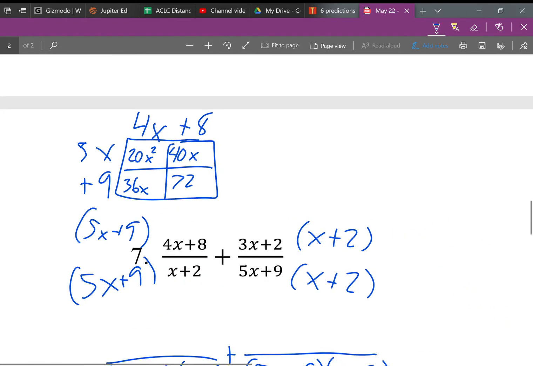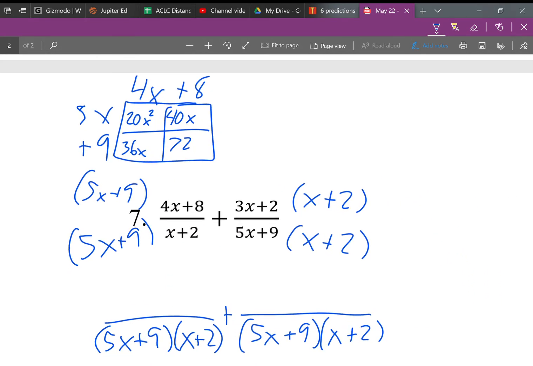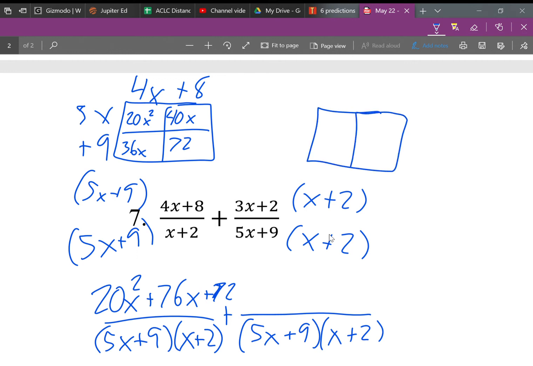So on my first new rational expression, I end up with 20x squared. 36 plus 40 is 76, so plus 76x, and then plus that 72. Sorry, I didn't give myself a lot of room for this today. So that's the first one. I need to do the same thing for the second one. Again, I'm using the box method. There are other ways to multiply, but I find the box method works consistently, and that's always nice.